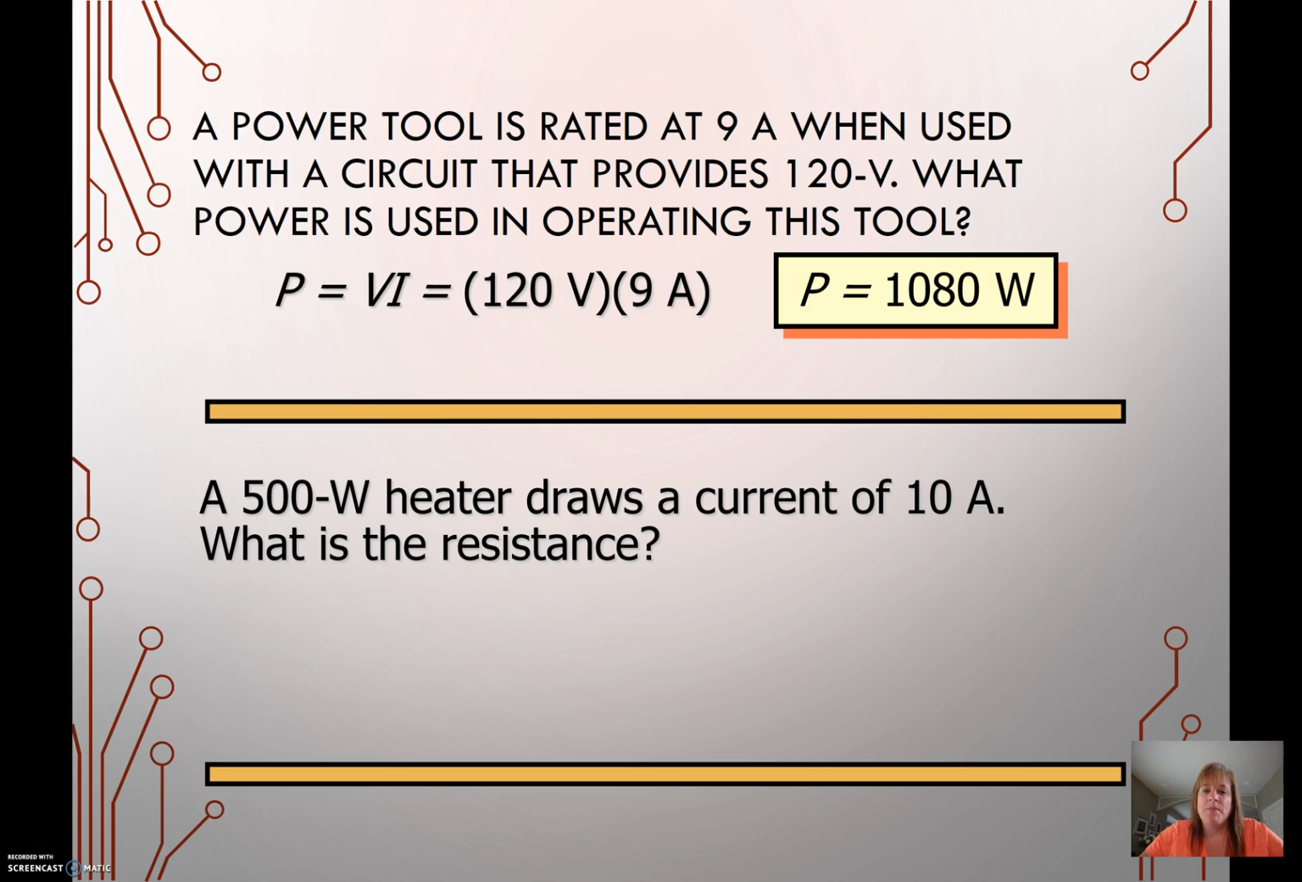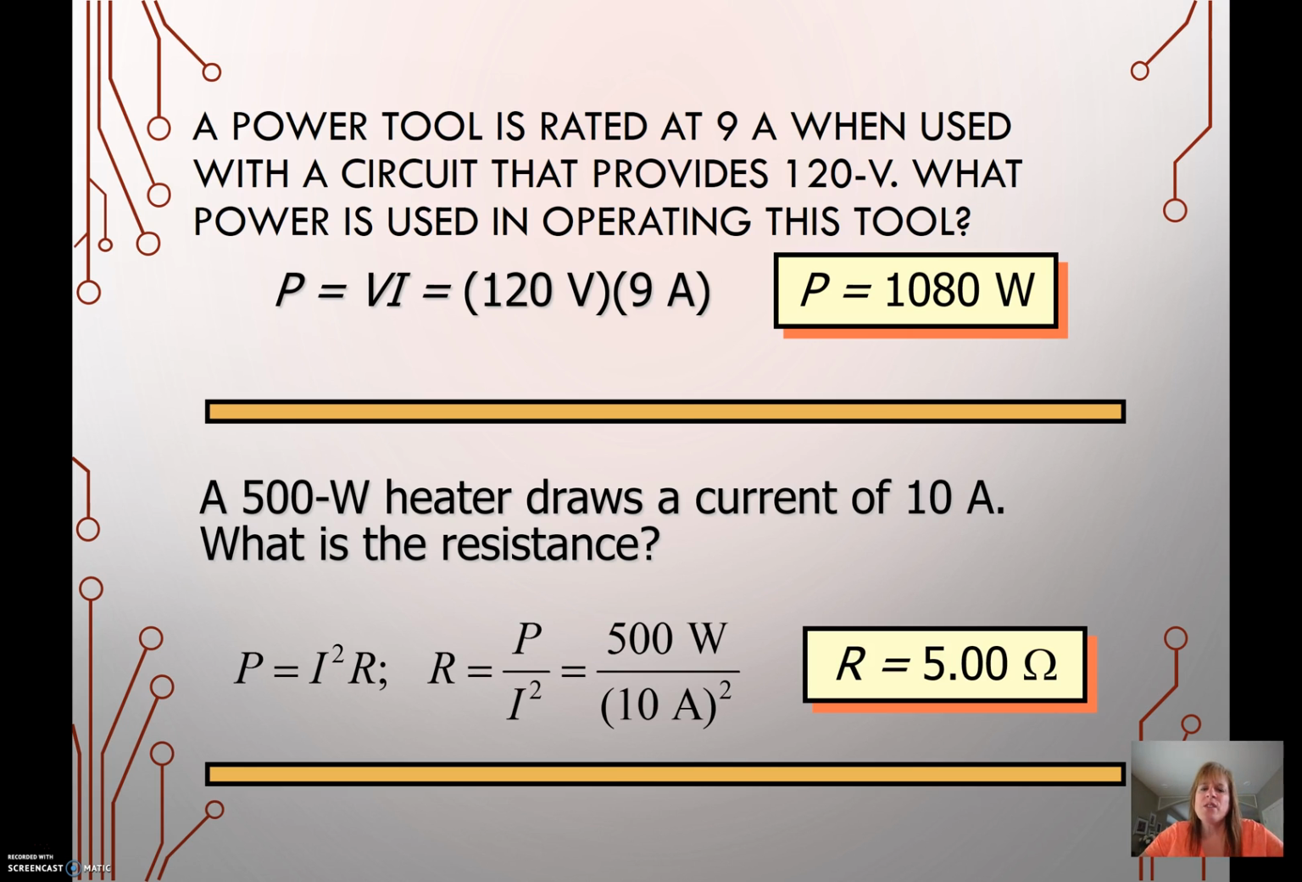What about this heater? It's drawing 10 amps of current. What's the resistance in order to produce 500 watts? Well, this time I want to use the power is I squared R equation. And so I take my 500 and I divide by 10 squared, or 100, and I get 5 ohms. That's actually a pretty big resistor. You'll see when we start working in lab.